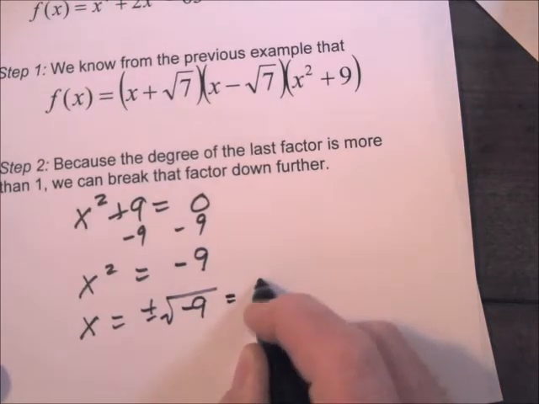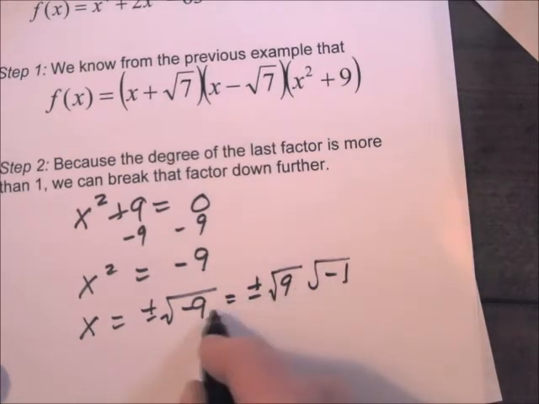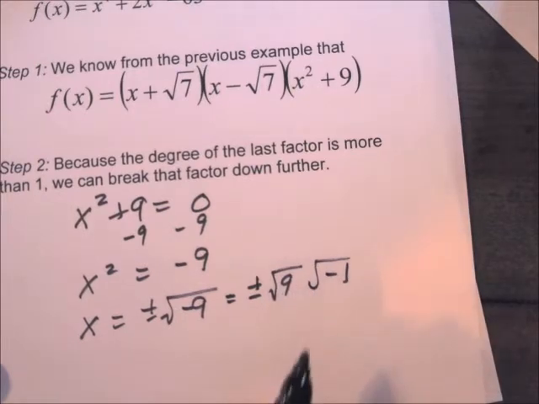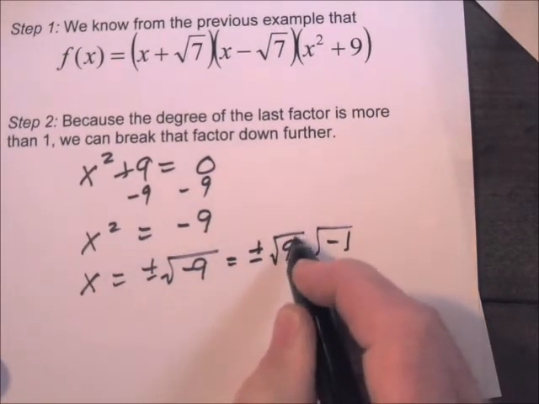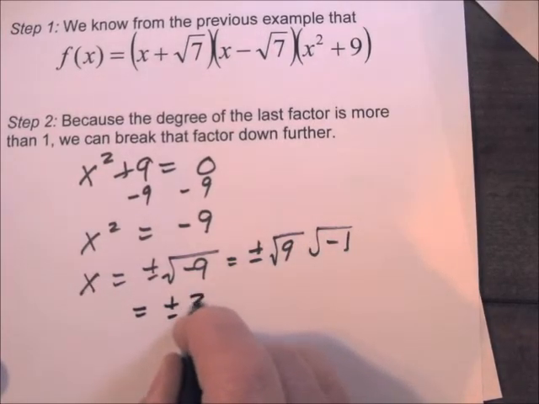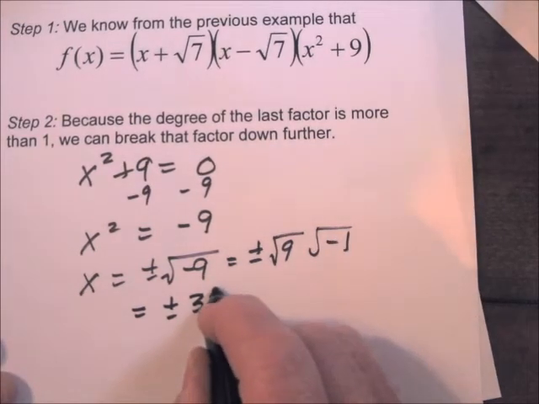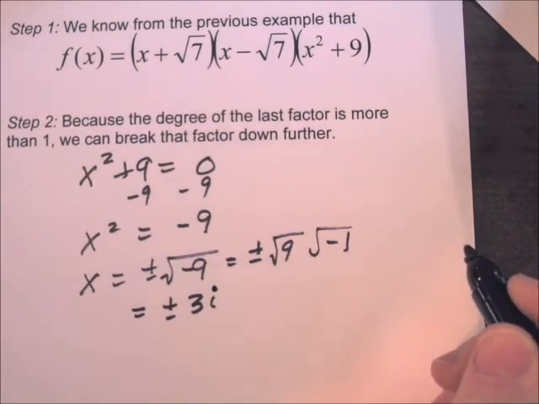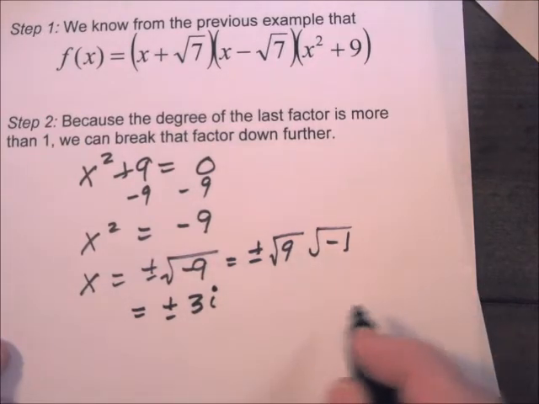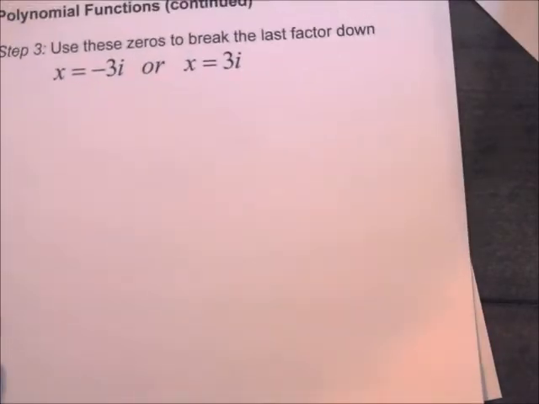Now we can write this as plus or minus square root of 9 times the square root of negative 1, because negative 9 is equal to 9 times negative 1. Square root of 9 is an integer. We know what that is. That's 3, because 3 times 3 is 9. So this is going to be plus or minus 3. And square root of negative 1 is an imaginary number. We use the letter i to represent the square root of negative 1. So x is equal to either negative 3i or positive 3i. Then we can use these zeros to break down the last factor.